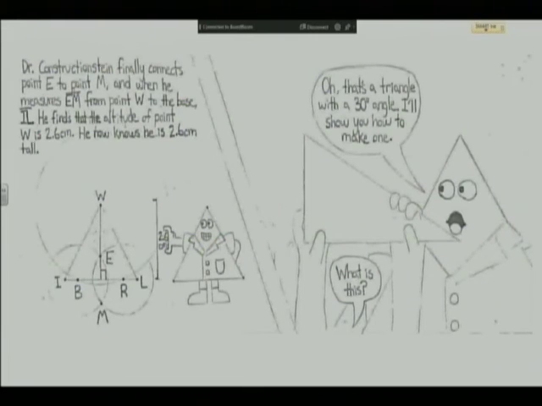Well, that is a triangle. Oh, that is a triangle, 30-degree angle. I'll show you how to make it. And he said, "What is this?" So Dr. Construction Stein is holding it up.